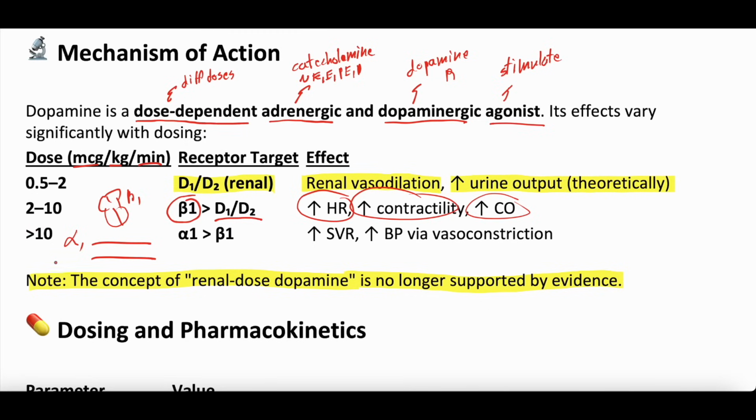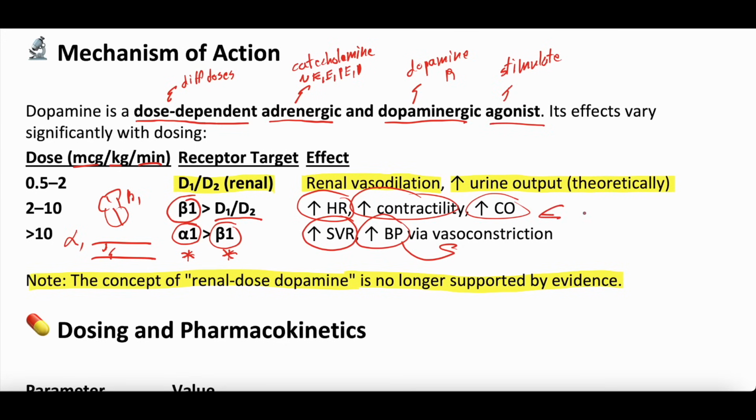As we continue going up on doses to more than 10 micrograms per kilogram per minute, you start to get more alpha-1 receptor effects over beta-1. You no longer are getting those dopamine receptor effects. So at more than 10 micrograms per kilogram per minute of dopamine, you get primarily alpha-1 effects with a lower amount of beta-1 effects. So this is when alpha-1 on the blood vessels leads to vasoconstriction that increases your systemic vascular resistance, which then increases your blood pressure, your MAP, through vasoconstriction.